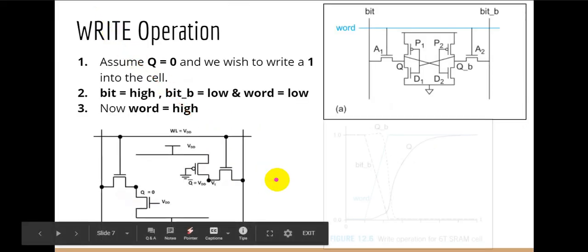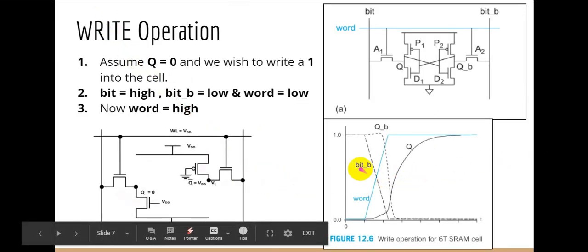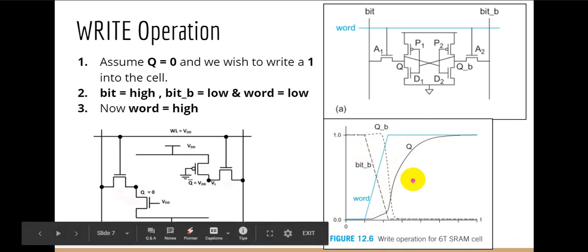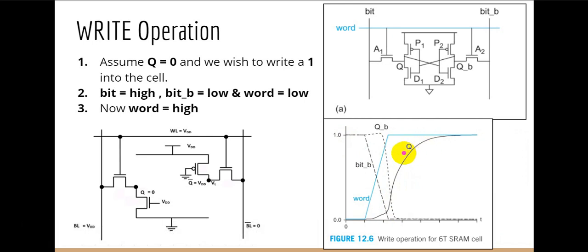Okay, so here you can see when the word line is raised high, the bit bar is getting low and the Q is rising after some time. These pictures are taken from the CMOS VLSI Design book written by Neil H. E. Weste and David Money Harris.